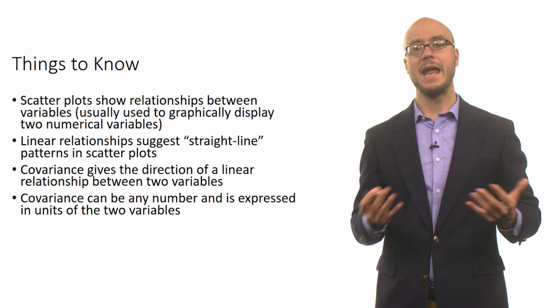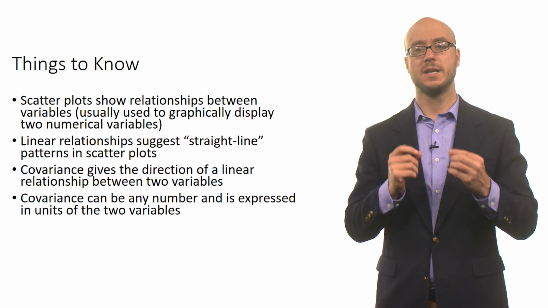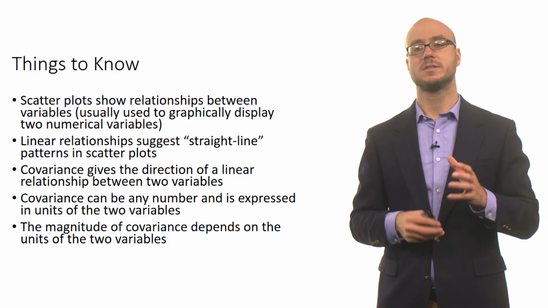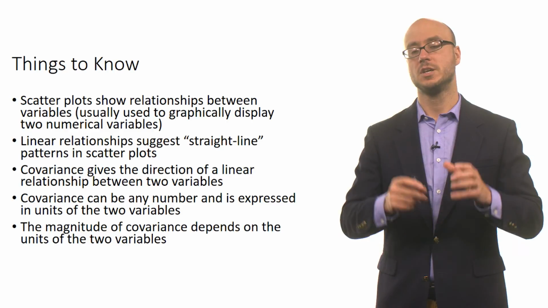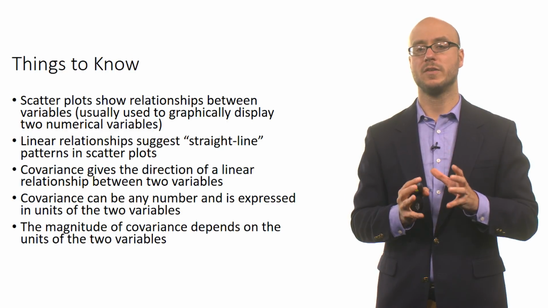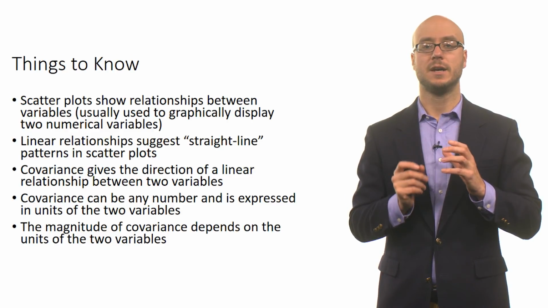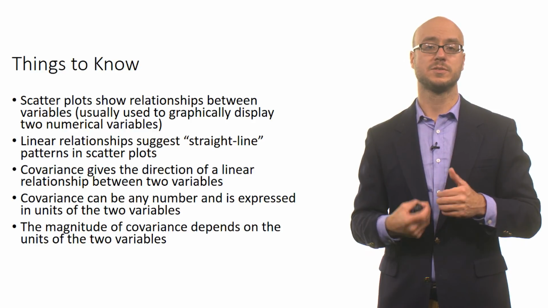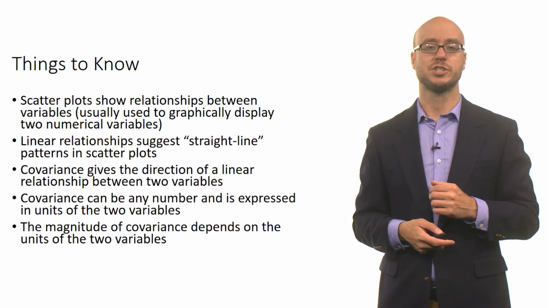Covariance can take on any number, but it's expressed in the units of the two variables, and the magnitude of covariance depends on those units, so covariance cannot actually give us the size or strength of the relationship between two variables. It can only give us the direction. And with that, we've concluded our discussion of covariance as a measure of association for two numerical variables.